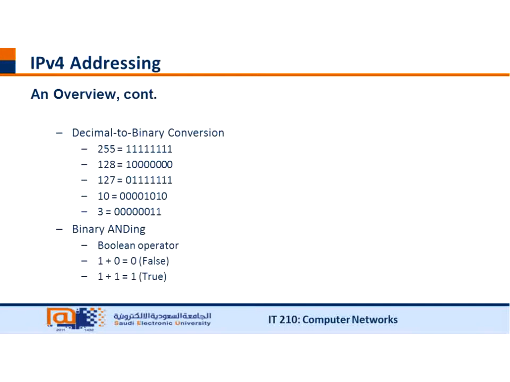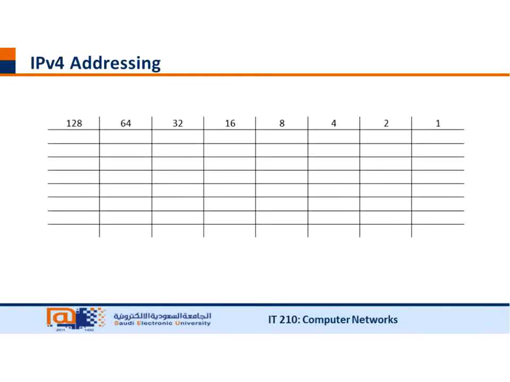And the next is binary ANDing. Now if we add 1 and 0, 1 plus 0 is 0. This is ANDing. So here there is a mistake, because this is binary ANDing. Instead of plus, it should be multiplication. So 1 into 0 is 0, that is false, and 1 into 1 is 1, that is true. So here you have to make a correction. This is the Boolean operator that we are using, because this is ANDing.